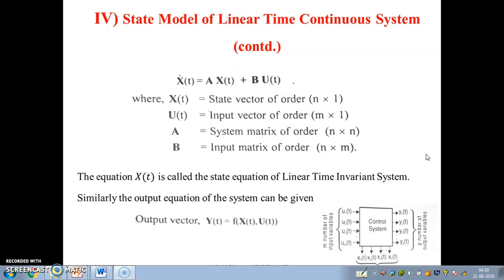The coefficients of the input matrix are of the order n cross m. It is given by the matrix B. It is called the input matrix. The equation x dot of t is called the state equation of a linear time invariant system.